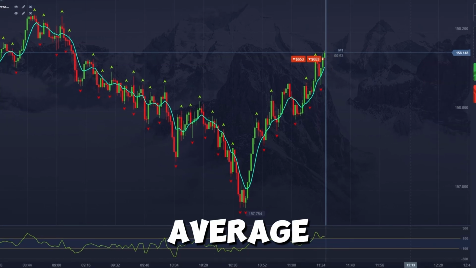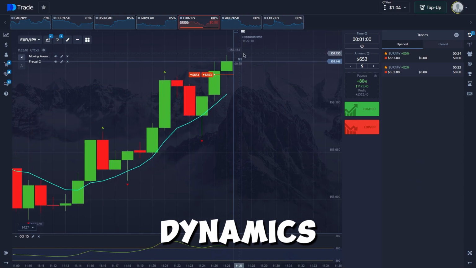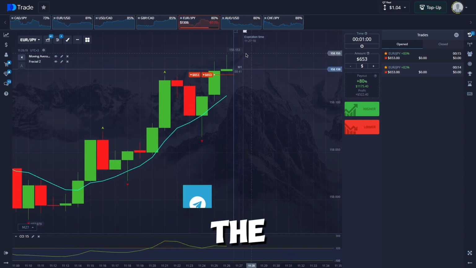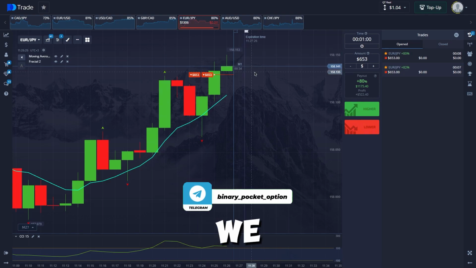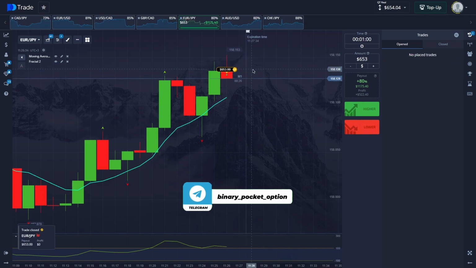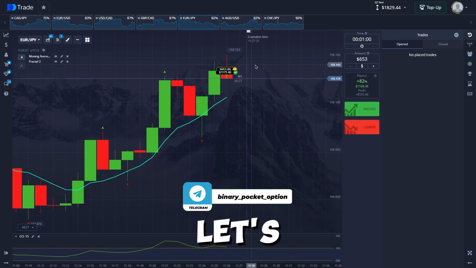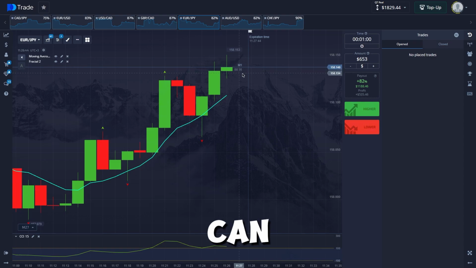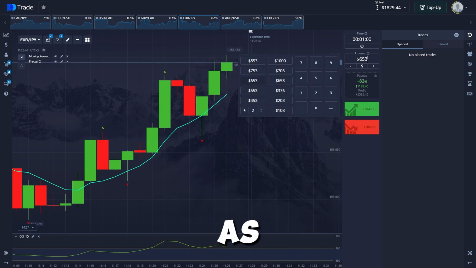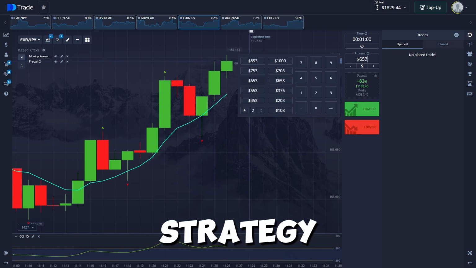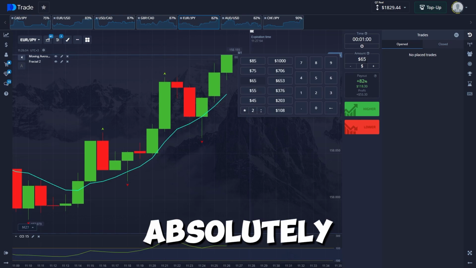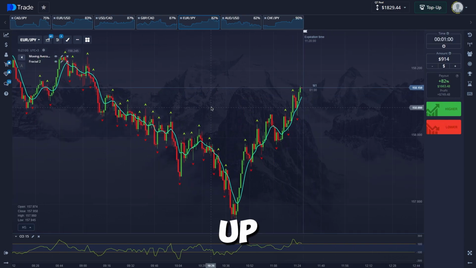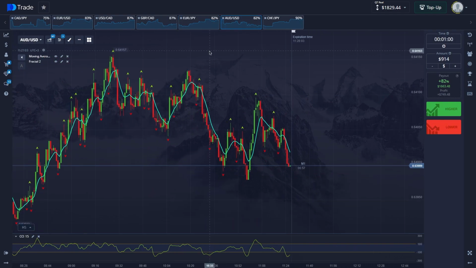Moving average. Also, on the dynamics, I want to see the crossing of the overbought area. Let's watch for the result. And the next trade we also close in plus. Let's change the amount of value. Let's open 2 trades at $653 each. As you can see, everything happened as I said. Mastering this strategy, you will be able to do absolutely the same. Well, we'll continue trading and pick up the next currency pair.